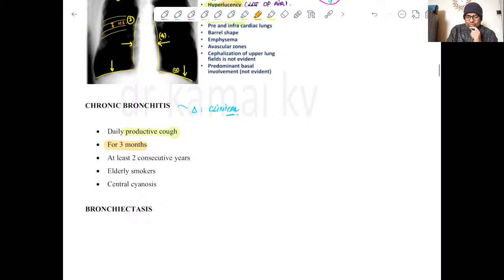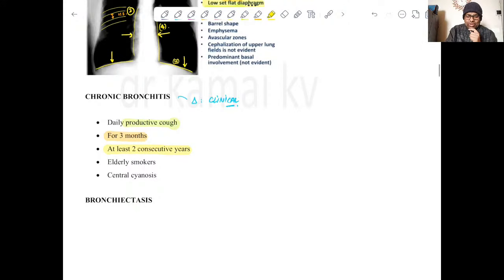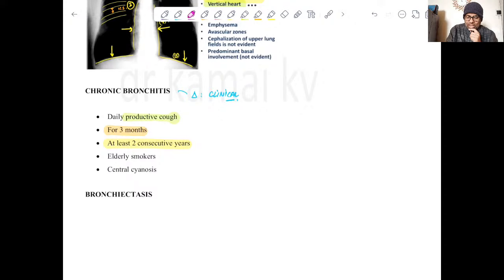And then 1 year episode is not sufficient. It has to be for 2 consecutive years. And then you will ask whether you have the same symptoms last year. And then he will say yes, last year, even the year before last. So I am having this presentation almost every year, and it lasts for around 3 to 4 months. The moment the patient tells you like that, definitely it is a case of chronic bronchitis. And this is especially seen in elderly smokers. But what is more important for you to remember is that it presents with central cyanosis, and therefore these patients are known as blue bloaters. Clear?